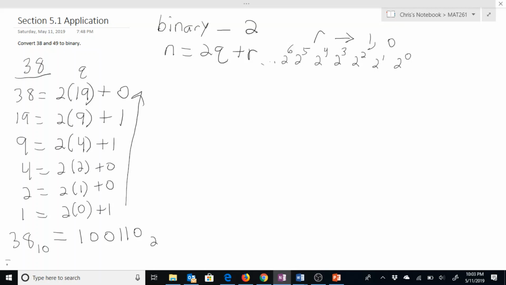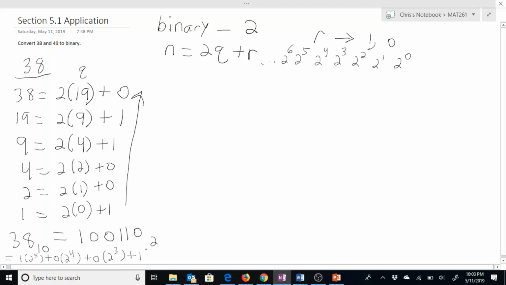So this looks like 1 times 2 to the fifth plus 0 times 2 to the fourth plus 0 times 2 cubed plus 1 times 2 squared plus 1 times 2 to the first plus 0 times 2 to the 0th power.